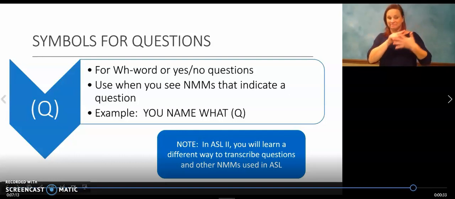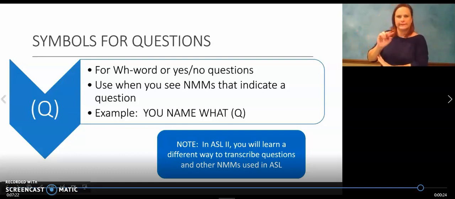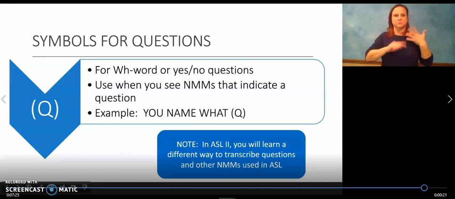Those are the only glossing symbols we're asking you to use in ASL 1. Now, realize in ASL 2 you will learn more glossing techniques. But for ASL 1, we just ask you to use these few. There is a second video you can watch, and in that video there are five sentences that you can practice glossing.